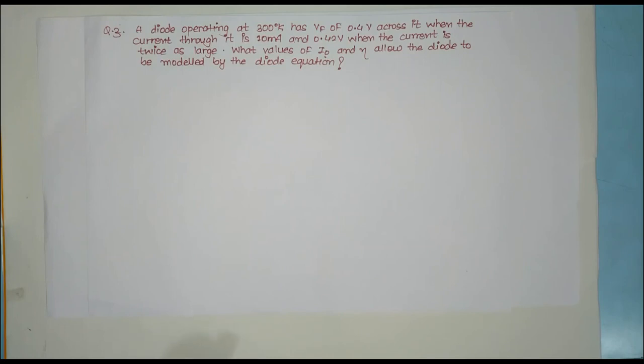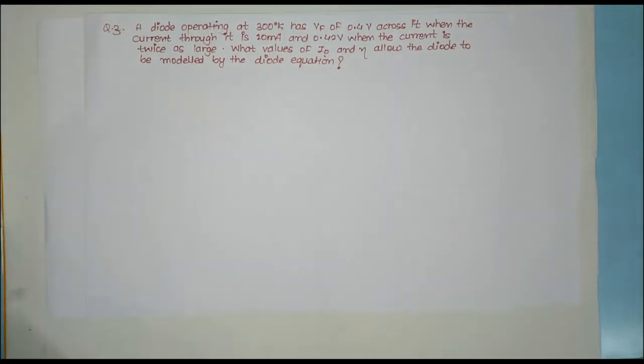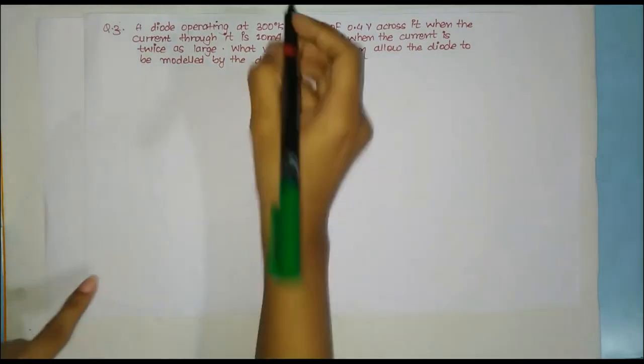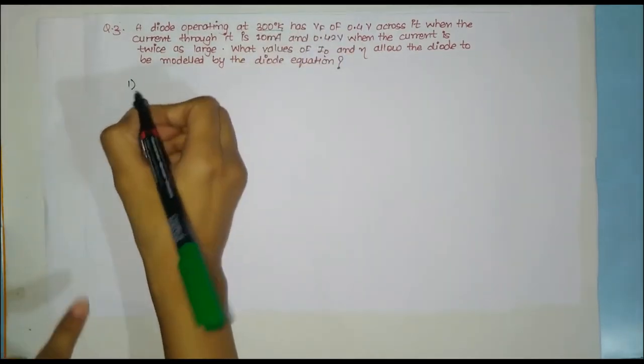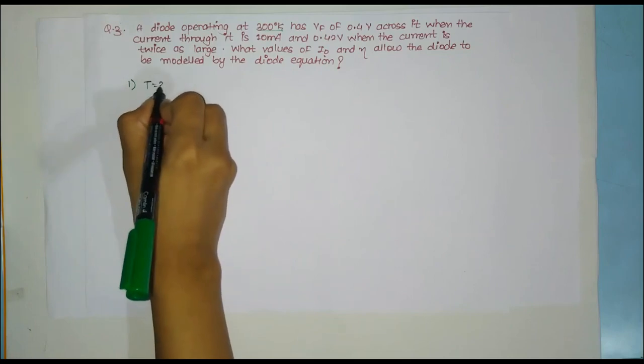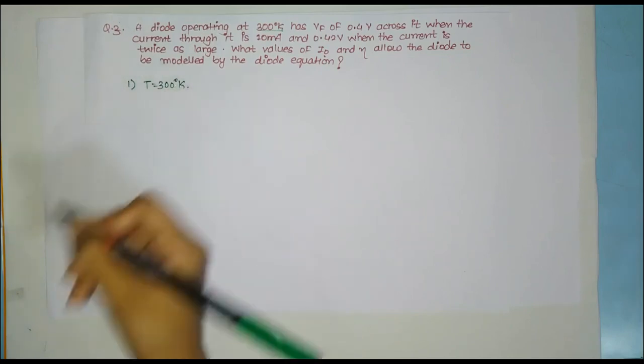Basically, we need to calculate the value of IO and eta, that is, the reverse saturation current and the emission coefficient or ideality factor. Now let us write the values that are provided to us. First, the value that is being provided to us is the temperature, right? So first we'll write that the temperature provided to us is 300 degrees Kelvin, already in Kelvin.